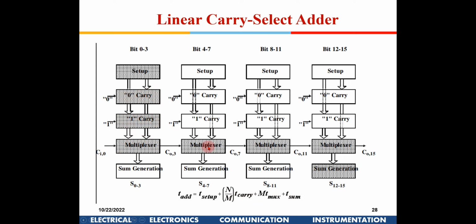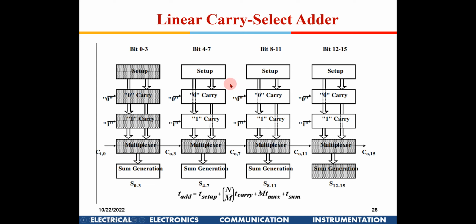And then how many multiplexers are required? 1, 2, 3, 4. That is m multiplexers, because m stages are there, so m multiplexers are required. And then finally the sum requires to be generated in the last MSB. So 1 t sum. So this is the total delay which will be encountered in a linear carry select. It is called linear because if you see the total 16 bits, 4 4 4 4 equal number you are dividing it. So this is not a very efficient way of doing it.